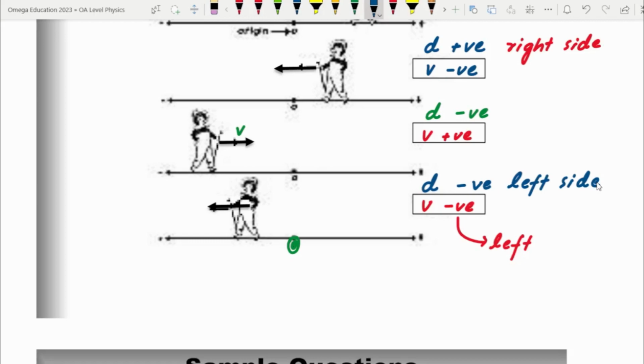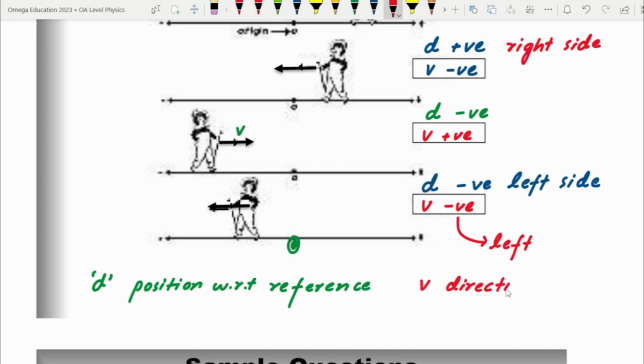Okay, you can write the bottom line. Displacement, its sign is determined by position, where you stand with respect to the reference point. And for the velocity, the sign is determined by your direction of motion, no matter what your position is.